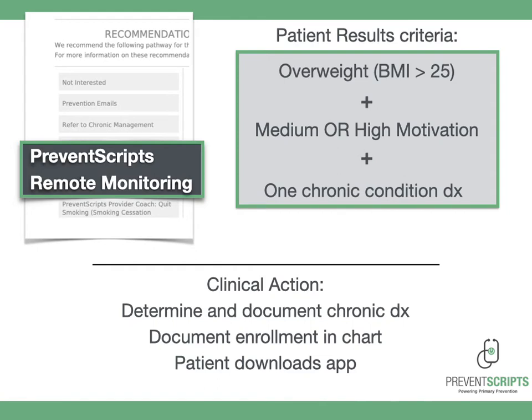Option 4, PreventScripts remote monitoring. These patients are overweight, vary in motivation from medium to high, and will remote monitor at home, tracking to improve biometrics such as weight, blood sugar, and/or blood pressure readings. Be sure to feel comfortable to give them a chronic disease diagnosis today to meet Medicare's requirement for RPM billing and document referral to the RPM intervention. The patient will be enrolled by downloading the app. Information about this should be hanging on the exam room poster.